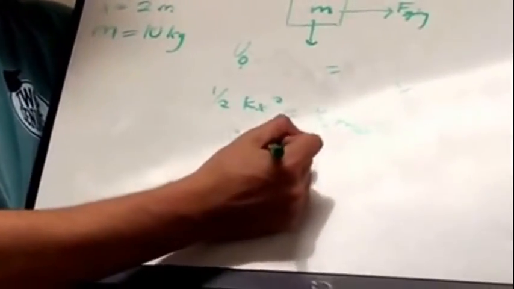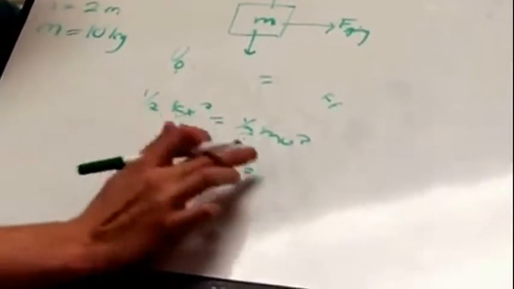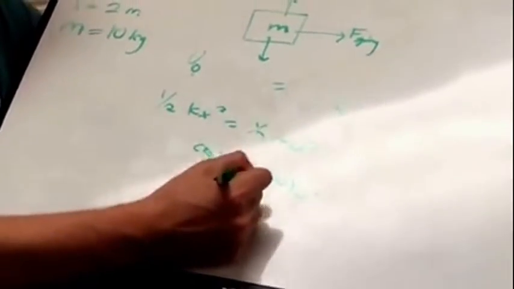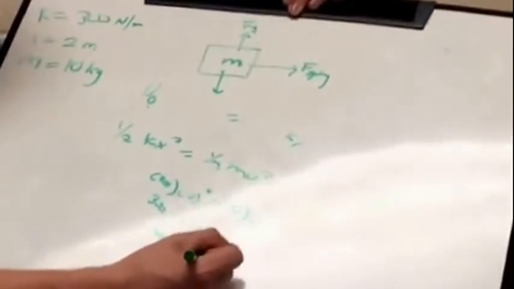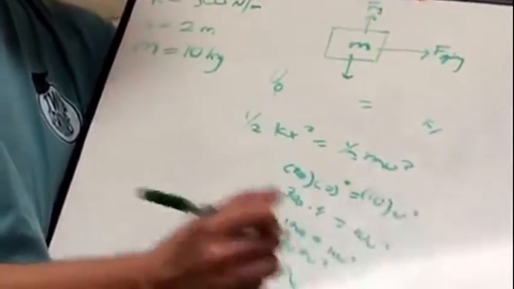1/2 times 300 times displacement, which is 2 squared, is equal to 1/2 times, well, the 1/2s can cancel because they're both on opposite sides of the equation. The mass is 10, velocity is what we're trying to find. So 300 times 4 is equal to 10v squared, 1200 is equal to 10v squared, 120 is equal to v squared. Square root of 120 is your velocity. So yeah, that's how you do that problem.